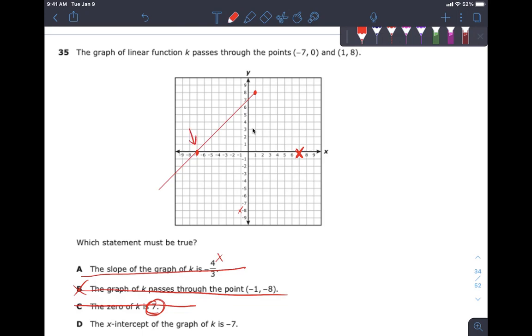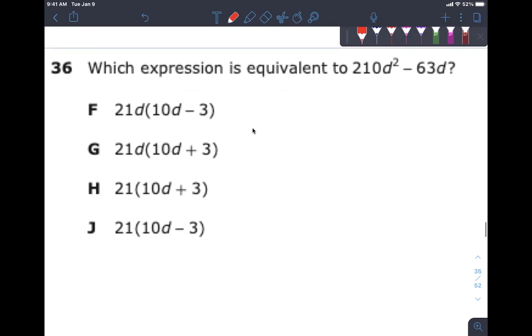Yes, it is. Okay. I can also run my regression and look at all of this numerically if I wanted to. But the easiest way to do this is they gave you 2 points. Connect them, make your line, answer the questions. Okay? So, let us take a look at number 36.